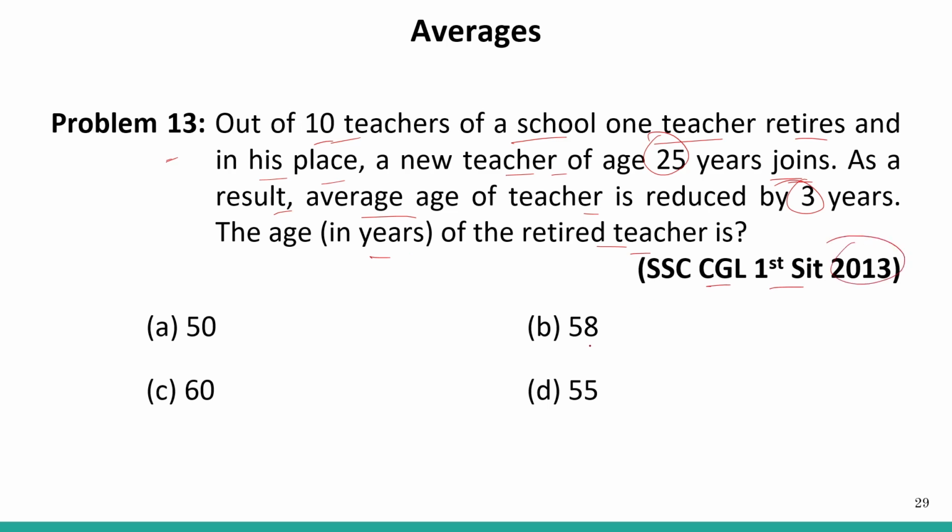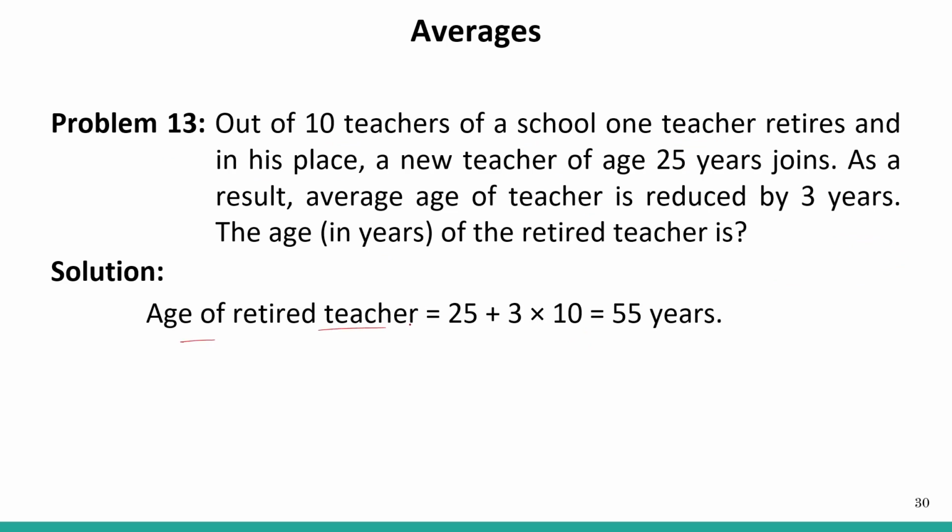Okay, so let's see a step-by-step solution. So age of the retired teacher will be what? 25 plus 3 into 10, which is equal to 55 years, right?